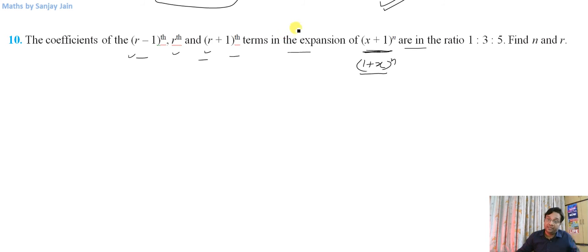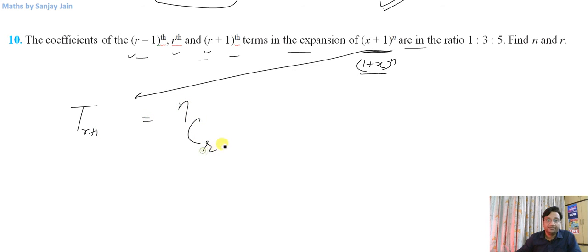Let me write the general term. Let me write the r plus 1th term of this. It will be equal to nCr x raised to power n minus r, 1 raised to power r. So 1 will remain 1, right? Okay, and what will be the rth term? I need the r plus 1th term, rth term and r minus 1th term, and these coefficients are in this ratio 1:3:5.